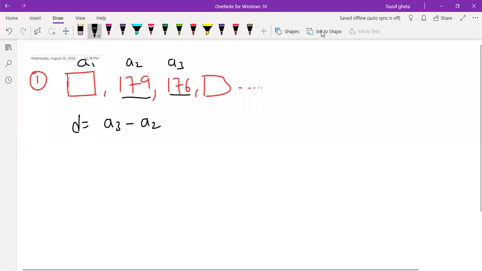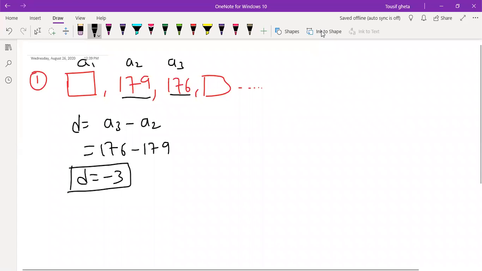You can use any method you want. The method I am using is not compulsory. So 176 minus 179, D is equal to minus 3. Now we got D, we can find out A. You know A2 is equal to 179.